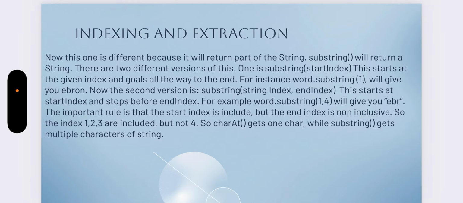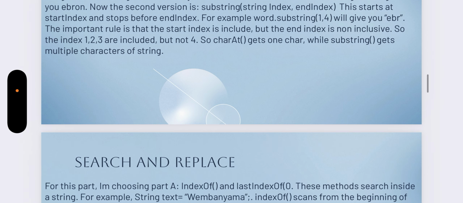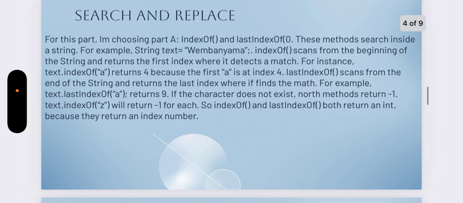Now, the second version is substring(startIndex, endIndex). This starts at the start index and stops before the end index. For example, word.substring(1, 4) will give you "eBr". The important rule is that the start index is inclusive, but the end index is non-inclusive. So indexes 1, 2, 3 are included, but not 4. So charAt gets 1 char, while substring gets multiple characters of a string.